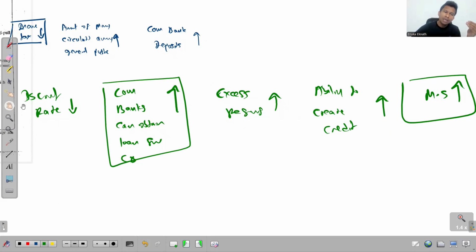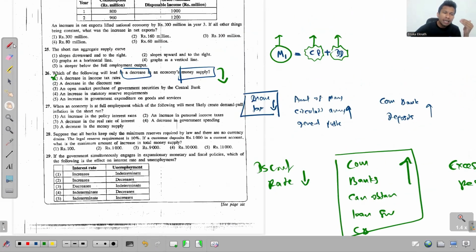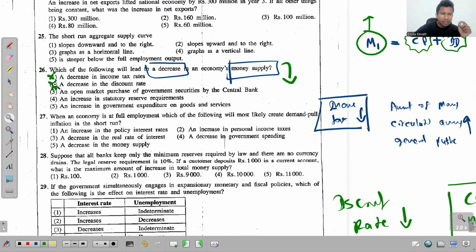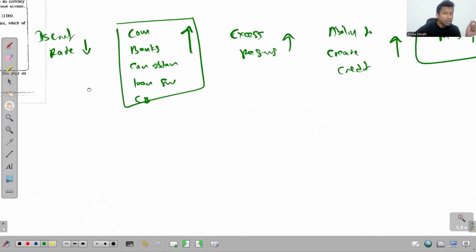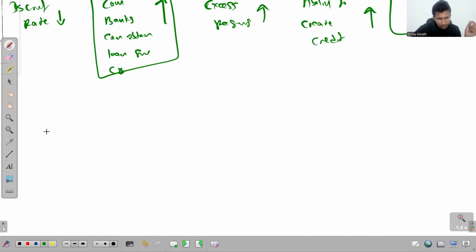But what needs to happen again? The money supply should decrease. But as a result of this second one, money supply increases. So this is also not the answer. Look at this third one. It says an open market purchase of government securities by the central bank. See, when there is an open market purchase of government securities, let's say that we have Central Bank of Sri Lanka.